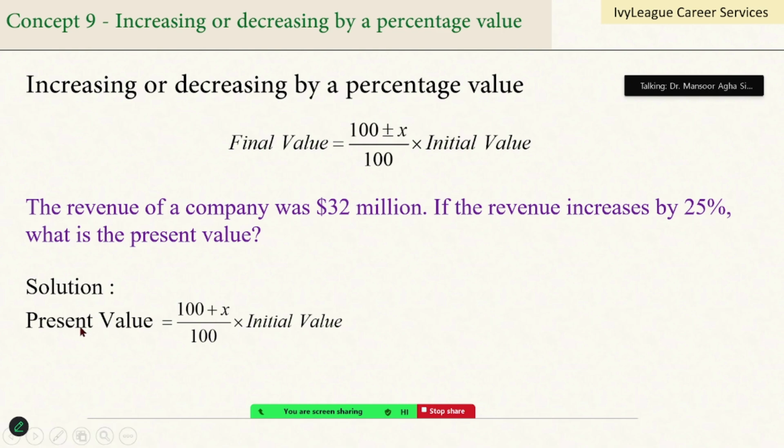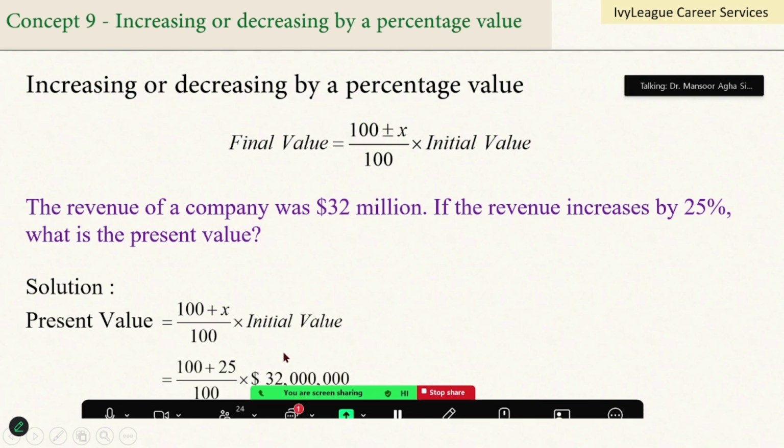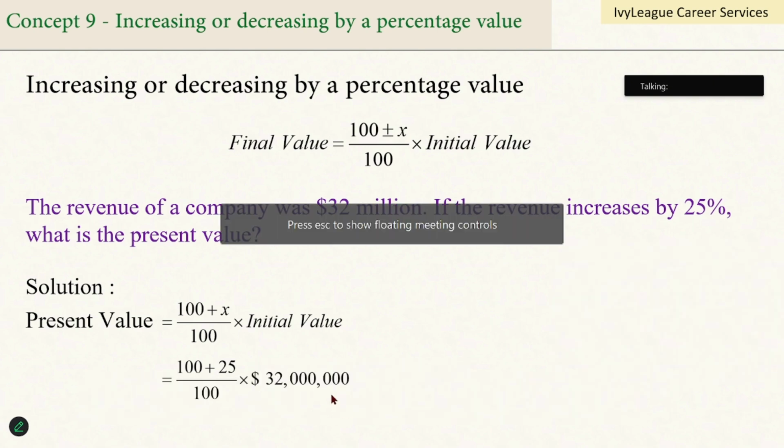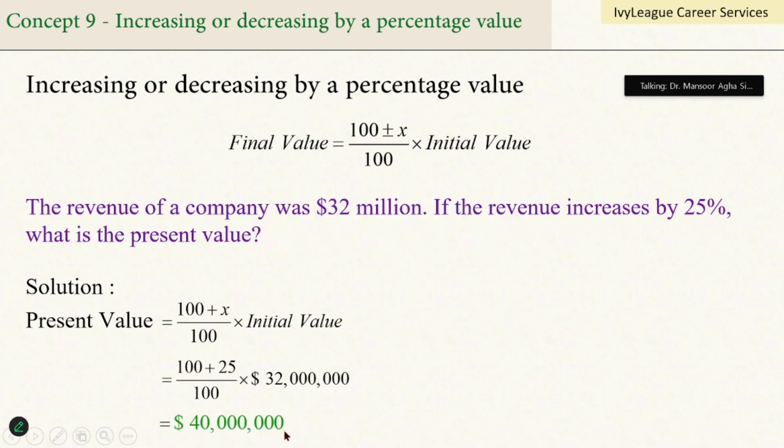So present value will be higher. So (100 plus x) upon 100 multiplied by the initial value. Initial value is 32 million. As a result, once we substitute the value of 32 million here and then calculate further, we will end up getting $40 million as the answer. This is when revenue has increased.